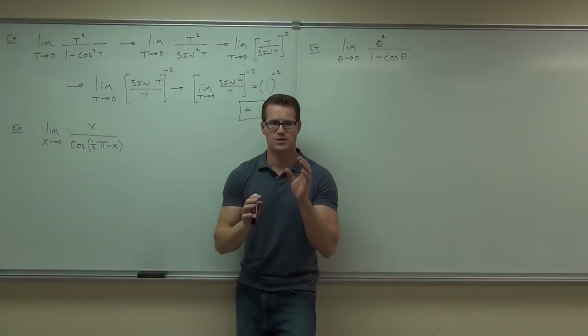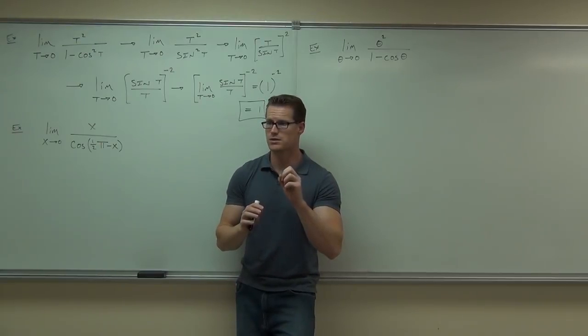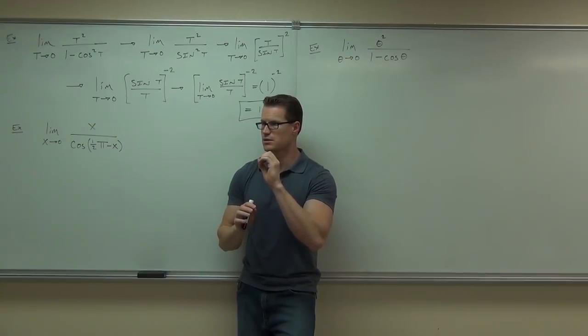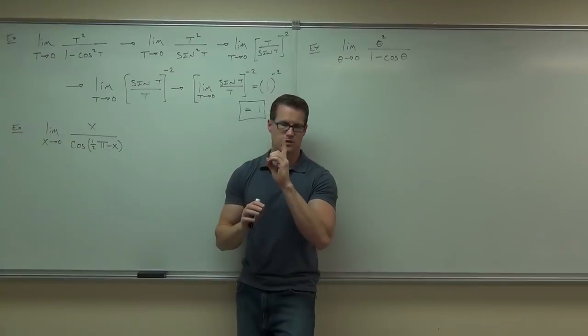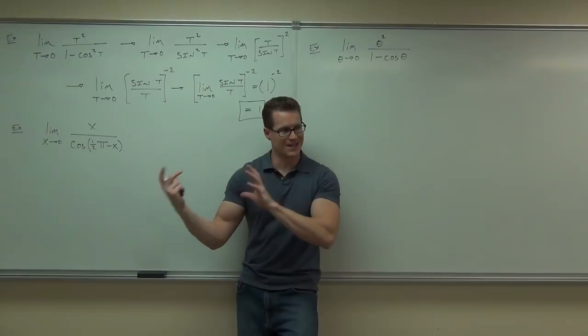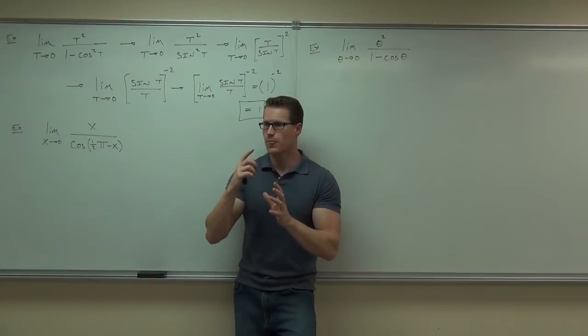You know the limit of sine x over x as x approaches 0 is 1. You know the limit of 1 minus cosine x over x as x approaches 0 is 0. And you know that the limit of tan x over x as x approaches 0 is 1 again. That's the only things you know. So if you can't do the limit directly, you try to make it into one of those things. You follow me on that? Okay, so what can we do?